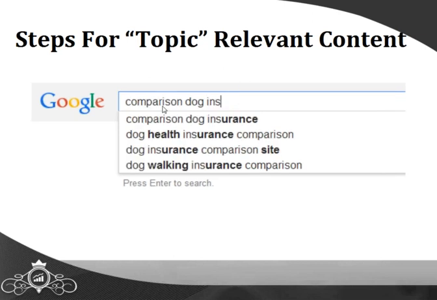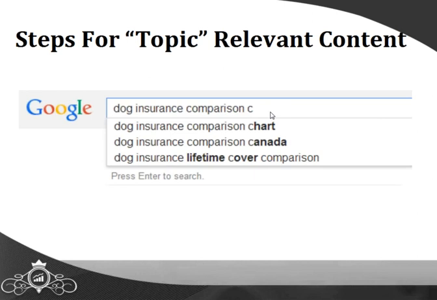Here's another one. You can switch the words around. Comparison dog insurance. Suddenly Google knows about dog walking insurance comparison and dog health insurance comparison. These keywords do not get 0 searches, people. You can keep going. This goes on all day. You can do this for every single letter if you want, and you can do even more variations than that. If I type a C, Google knows even more keywords again. Suddenly it knows the word Canada and lifetime cover comparison. That's 10 keywords I think we've got out of nowhere, plus the additional 3 we started with.